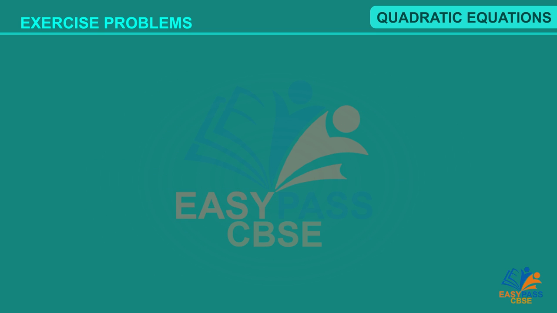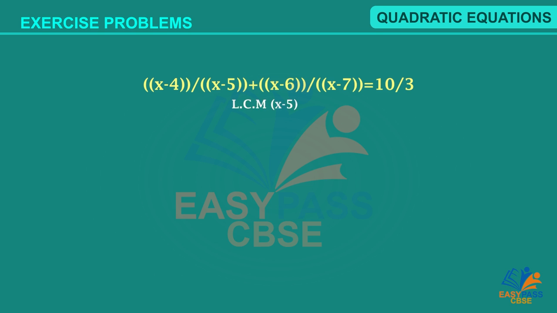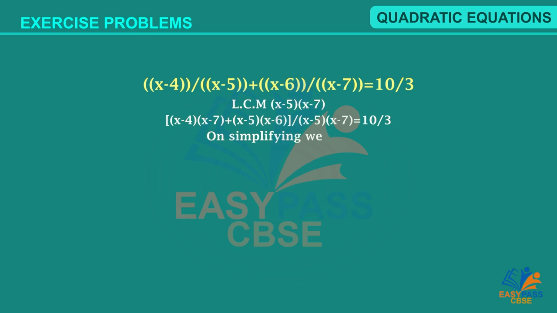Next question. (x minus 4)/(x minus 5) plus (x minus 6)/(x minus 7) is equal to 10 over 3. LCM, x minus 5 times x minus 7. So we have x minus 4 times x minus 7 plus x minus 5 times x minus 6 is equal to 10 over 3. On simplifying, we get (2x square minus 22x plus 58)/(x square minus 12x plus 35) is equal to 10 by 3.